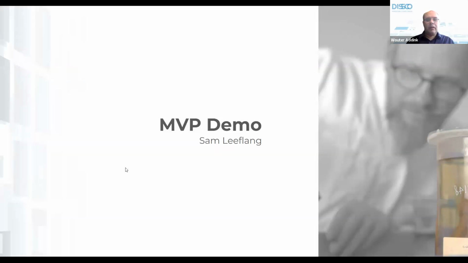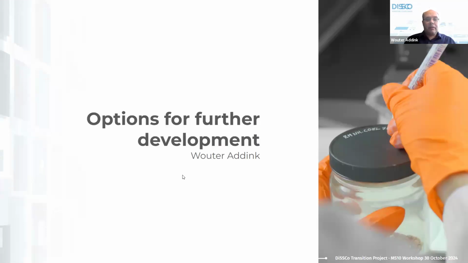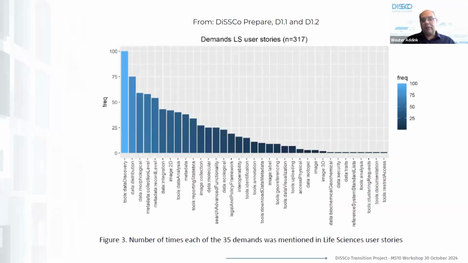Okay. We have now seen what is currently there, and it would be good to know what the options are for further development. What is in our backlog? What have we been thinking about? And I thought it would be good to start with looking a bit back. What demands were mentioned earlier in DiSSCo by our stakeholders?